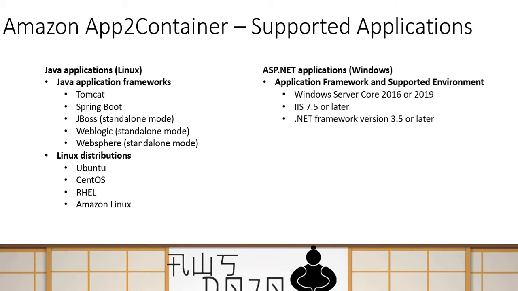The other type of application it supports is ASP.NET applications running on Windows. Your ASP.NET application should be running on Windows Server 2016 or 2019. In fact, before 2016, containers or Docker were not supported on Windows, if I'm not wrong. Your IIS version should be 7.5 or later, and .NET Framework 3.5 or later. As long as you have applications built with these types of frameworks and operating systems, App2Container can convert such a deployed application into a containerized application.